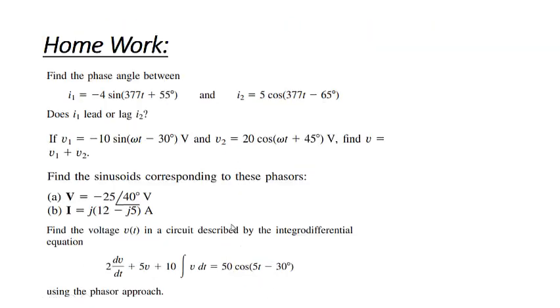So I will give you some homework over here. Find the phase angle between this and this, and then finally you have to tell whether I1 leads or lags I2. If V1 is equal to this and V2 is equal to this, find V1 plus V2. Find the sinusoids corresponding to phasors this and this, and finally find the i(t) whose circuit is described by this integro-differential equation by this form.